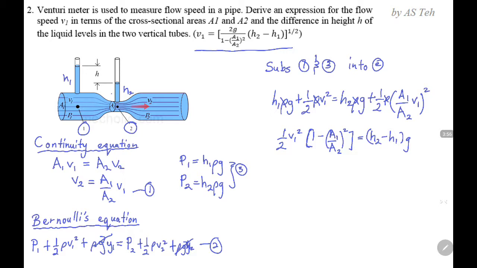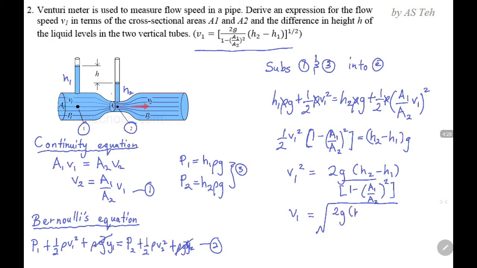Okay, and if I simplify it a bit further, I get V1 squared equals 2g times H2 minus H1, over 1 minus A1 over A2 squared. That gives me V1, which is the square root of the term above, which is 2g times H2 minus H1 over 1 minus A1 over A2 squared. Okay, so that's your answer.